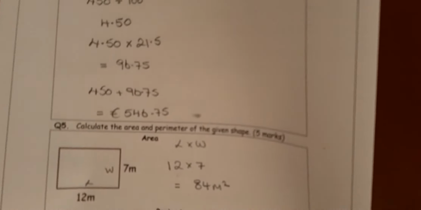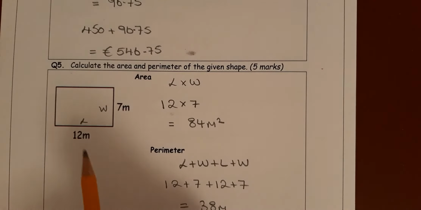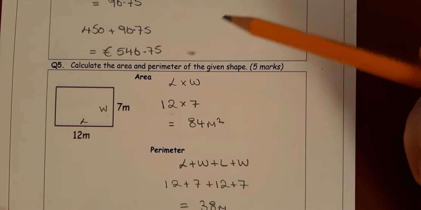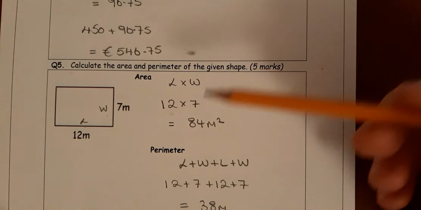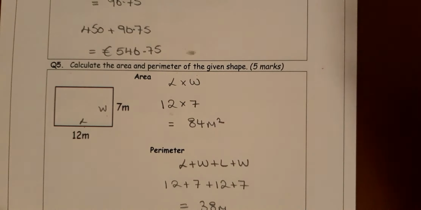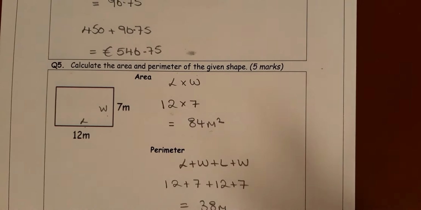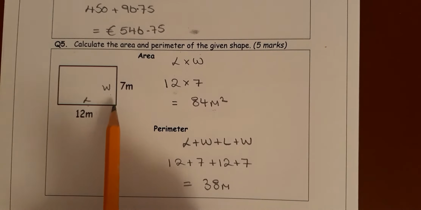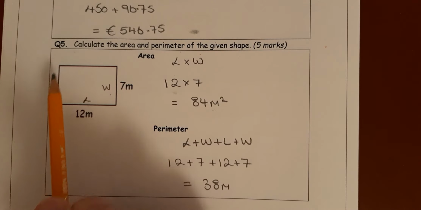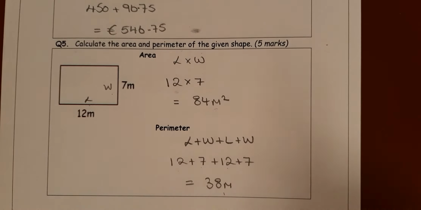Question 5. Calculate the area and perimeter of the given shape. So the given shape is a rectangle, this being our length and this being our width. The formula for the area of a rectangle is the length multiplied by the width. So we have 12 multiplied by 7 gives us 84 meters squared. Don't forget, put in the meters and the squared part. Perimeter. The perimeter is got by adding the length and the width and the length and the width. So we have 12 plus 7 plus 12 plus 7 gives us 38 meters.